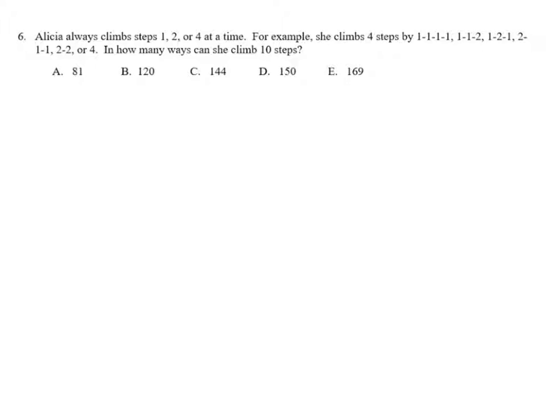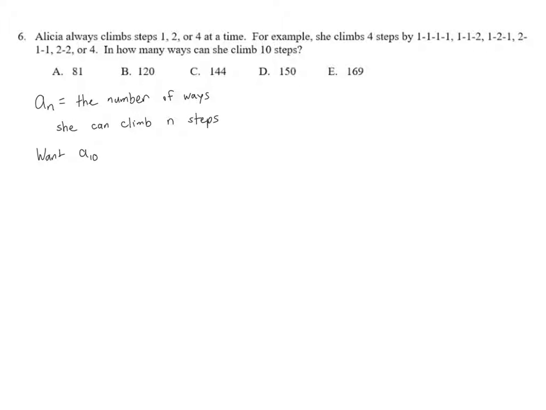We're going to start by defining a function. We're going to let a sub n be the number of ways that she can climb n steps. So what we want to figure out is a sub 10, which is a pretty tall order.